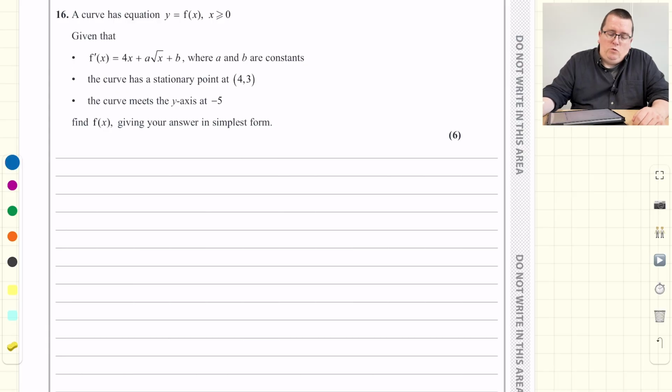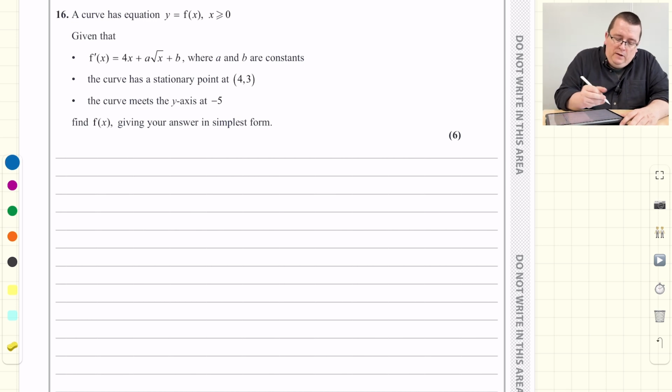A curve has equation y equals f of x, where x is greater than or equal to 0. Given that f prime of x, so the first derivative of f, is 4x plus a times the square root of x plus b, where a and b are constants. The curve has a stationary point at 4, 3, and the curve meets the y-axis at minus 5. Find f of x, giving your answer in simplest form.